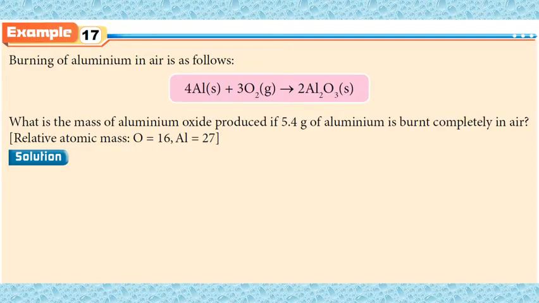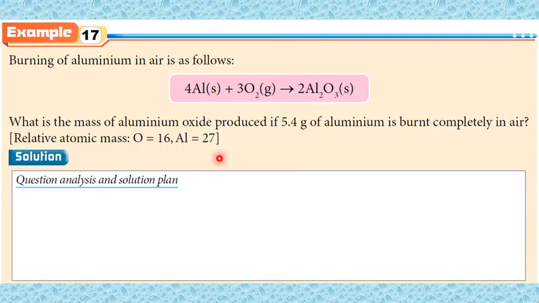Okay, so example 17, this is an example from your textbook. Burning of aluminium in air is as follows. So this is the chemical formula. What is the mass of aluminium oxide produced if 5.4 gram of aluminium is burnt completely in air? Given the RAM for oxygen is 16 and for aluminium is 27.